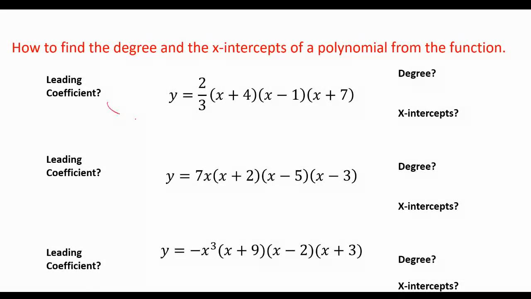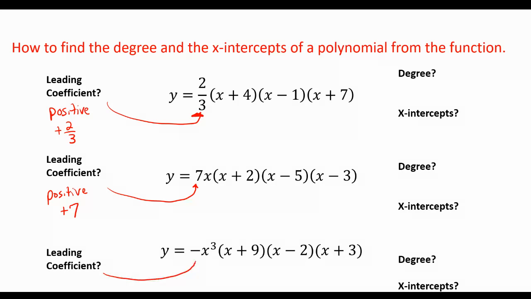So the leading coefficient is the number that leads. So this would be a positive leading coefficient, and it's 2/3, right? So positive leading coefficient, we could put a plus sign there, is 2/3. Where's the leading coefficient for this? It's positive 7. And the leading coefficient right here on this one is a hidden -1. So this is a negative leading coefficient at -1. Okay? So that's your leading coefficient. That tells you if your graph arrows up or arrows down.